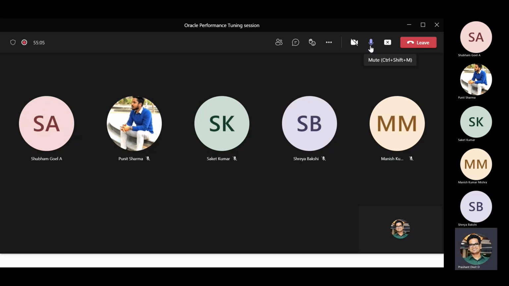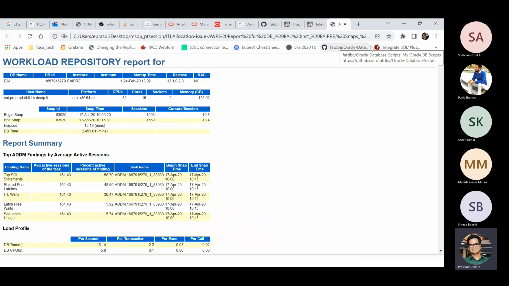Okay, I'm sorry, I'm back. So the very first thing that I check in an AWR report is always the DB time and the elapsed time, because that's how you'll be able to get the average number of active sessions. That should be the very first thing you check in an AWR report, right? So basically, you have to divide your DB time by the elapsed time.